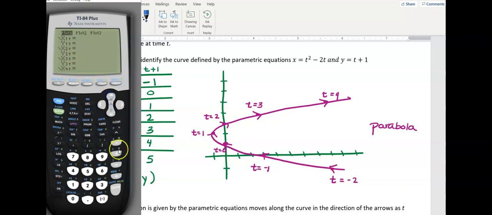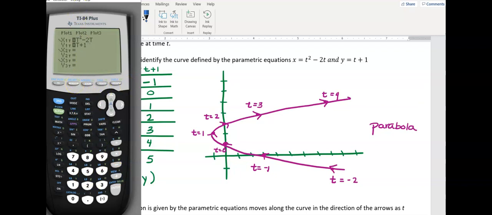Now I currently have my plot on, so I need to turn that off, and I'll go back to my equation. Now, for x1, I'm just going to type in t squared minus 2t, and when you hit the variable, t will automatically come up. So t squared minus 2t, and then for my y, it was t plus 1. So variable plus 1.